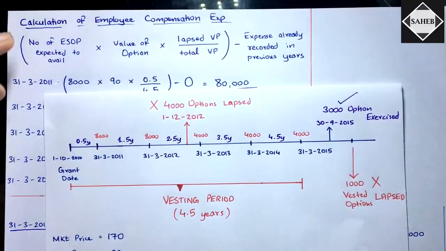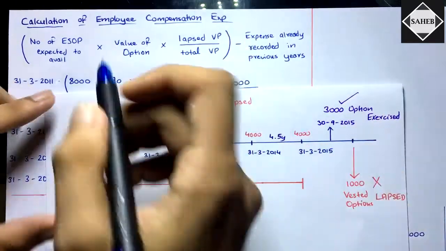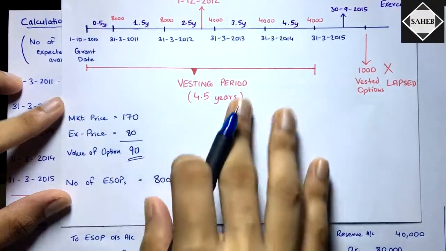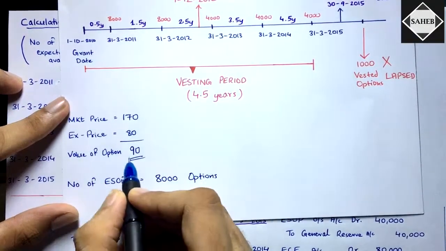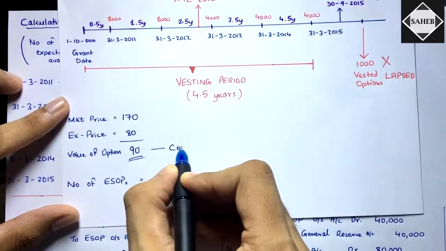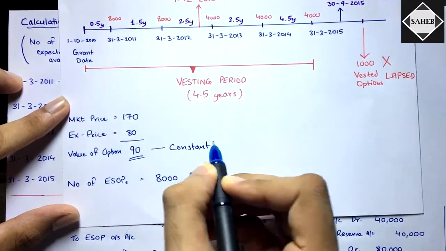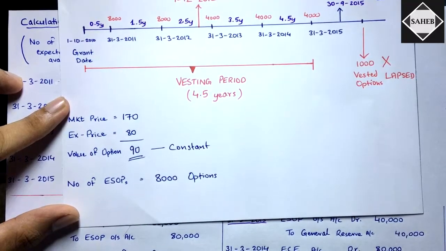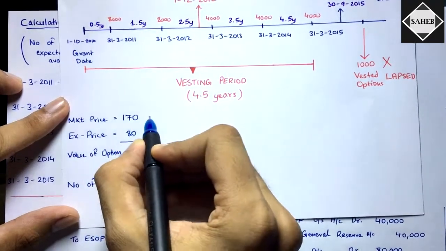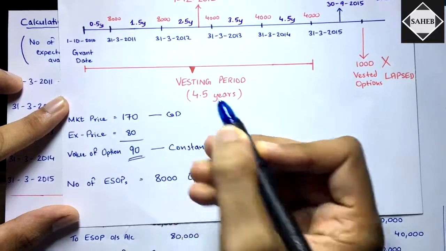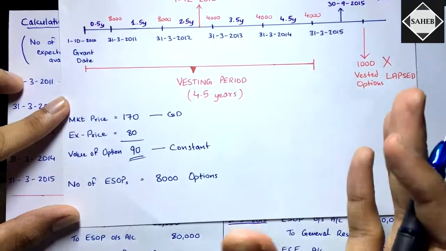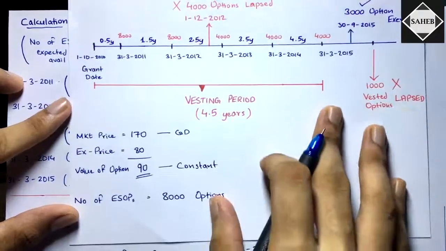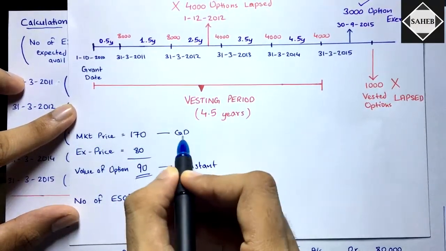Number of ESOP expected to avail into value of option. What is value of option? The discount that is being offered, 90, and it will never change. Value of option will always be constant. Remember that. Even if fair value of option is given, it will always be constant. And the market price is also always at grant date. If 3, 4, 5 market prices are given, the market price of 2012, 2014, just ignore that. We take the market price of only the grant date, GD.